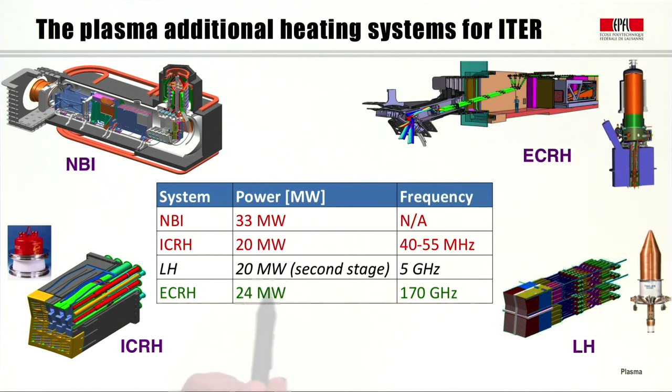Also, with a power of about 20 megawatts and a frequency corresponding to the lower hybrid wave in the core of the ITER plasma of about 5 gigahertz. Finally, we are also preparing an ECRH system which will have 24 megawatts of power, as we have seen, at a frequency of 170 gigahertz. And the reason why I put this in green is that this is the only system that would be needed for day one of the ITER operation.